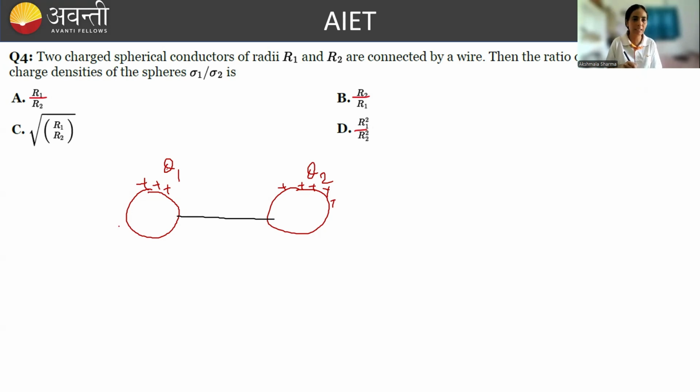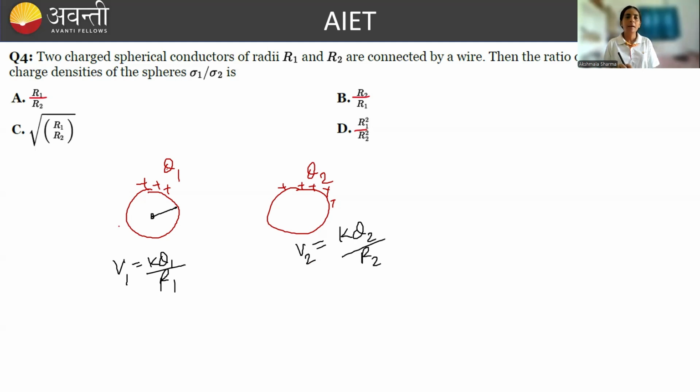So before the connection is made, suppose there is no connection. In that case, what will happen? This first sphere has a certain potential. You have already studied the potential of a sphere. So the potential of the first sphere can be written as KQ1 by R1, and the potential of the second sphere can be written as KQ2 by R2. And now, let's say V1 here is greater than V2.